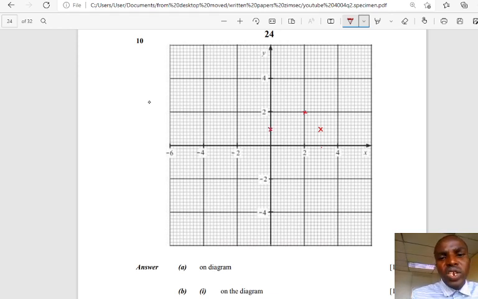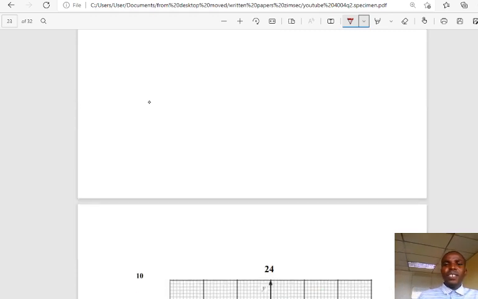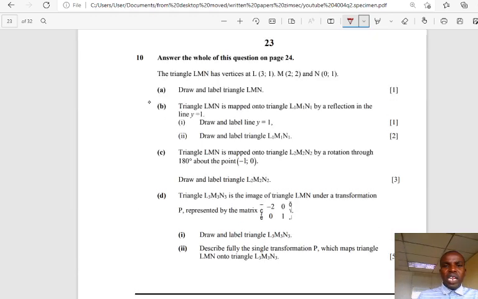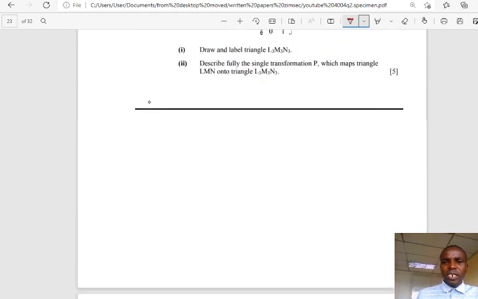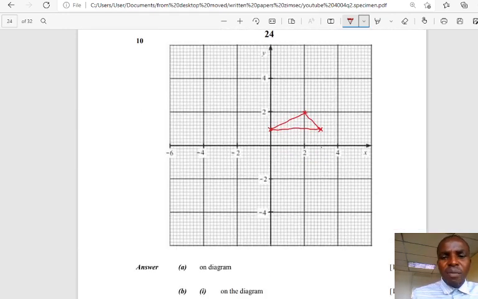So let's draw this triangle. Like this. Then this triangle is what? Let me label the vertices: L, M, and N. So that's one mark for this triangle.